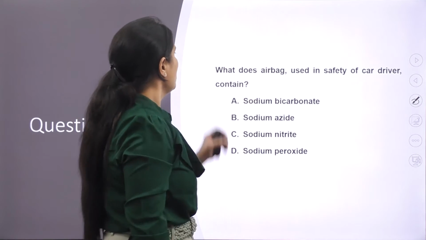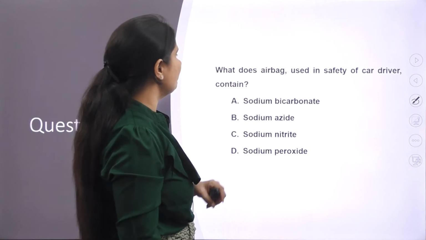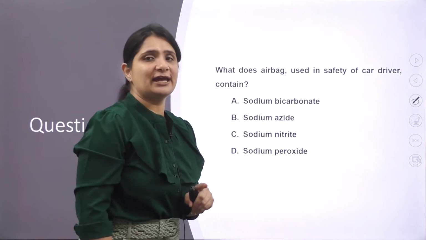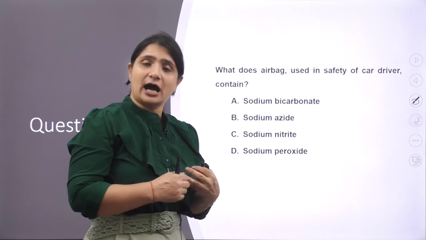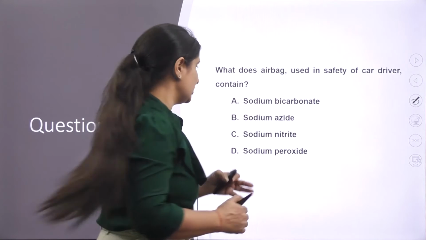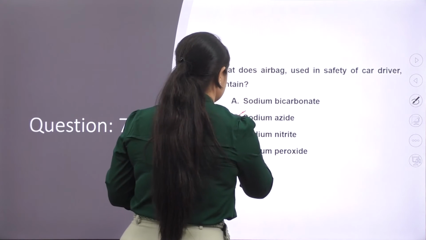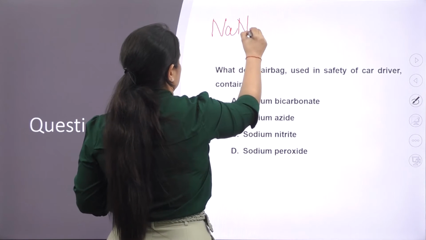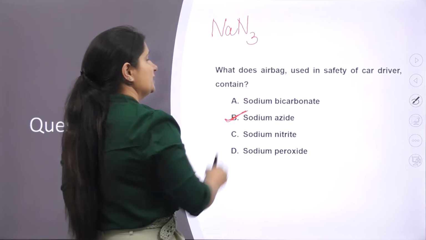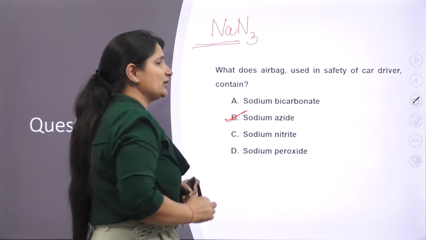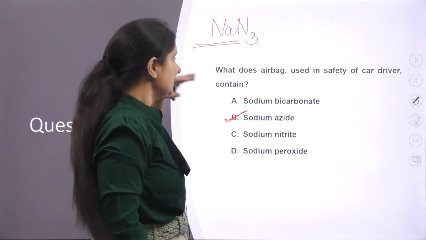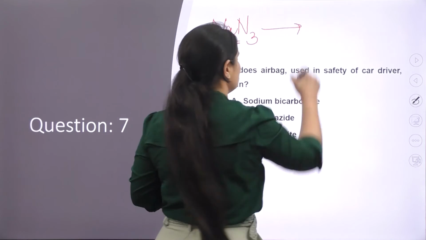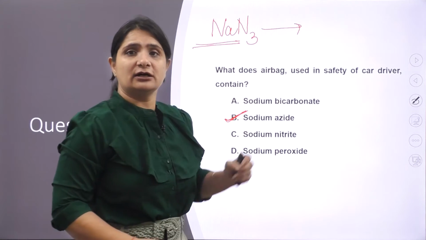Question number 7. What does the airbag used for the safety of car drivers contain? The gas inside airbags is either argon gas or nitrogen gas. Here you should remember sodium azide, that is NaN3. Whenever a car crashes, or there is an accident, the igniter ignites sodium azide, NaN3, which decomposes to nitrogen and sodium.